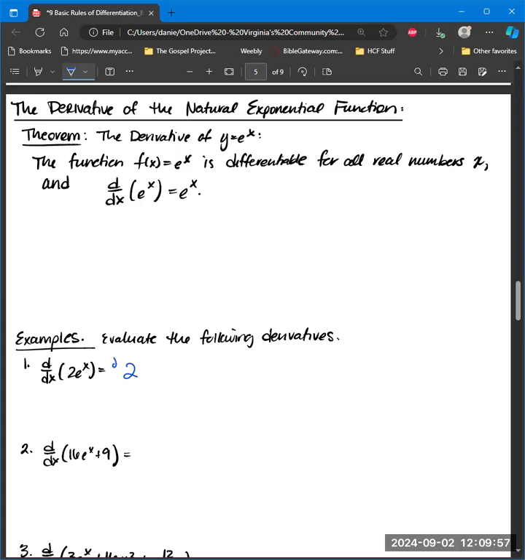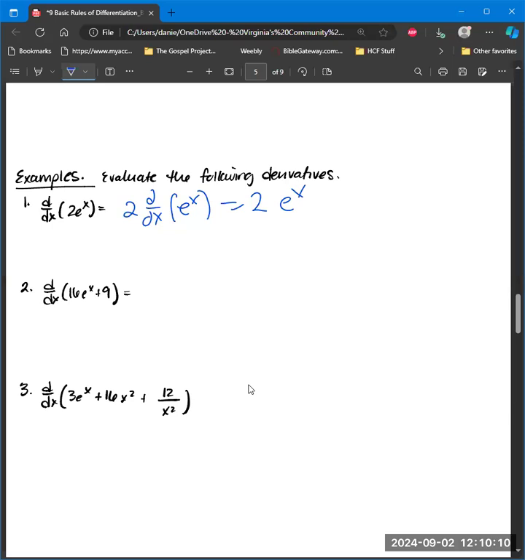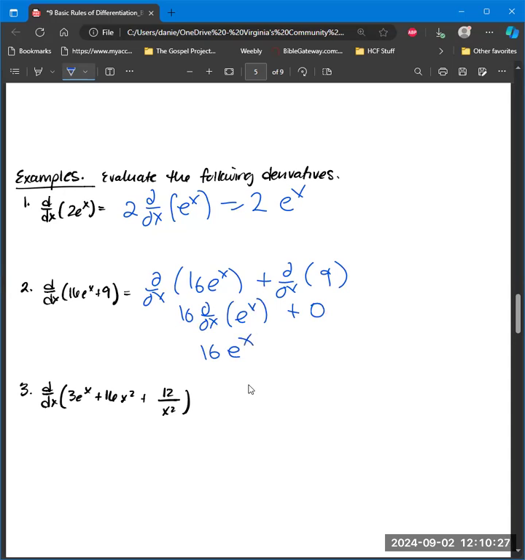So we'll throw in the constant multiple rule and everything else that this is going to be derivative with respect to x of 2e to the x. The 2 will pass through and the derivative with respect to x of e to the x is going to be 2e to the x. We're going to have derivative with respect to x of 16e to the x plus the derivative with respect to x of 9. 16 times derivative with respect to x of e to the x plus 0 is 16e to the x plus nothing is 16e to the x.